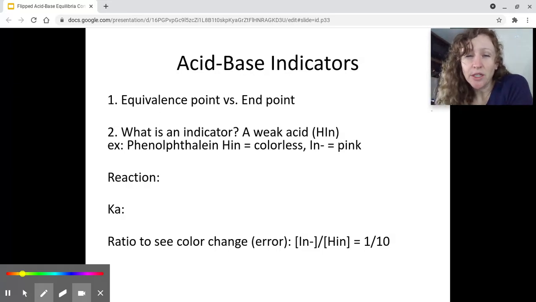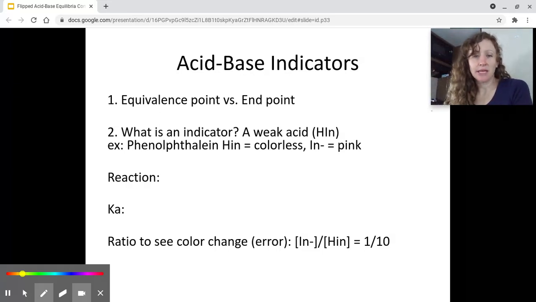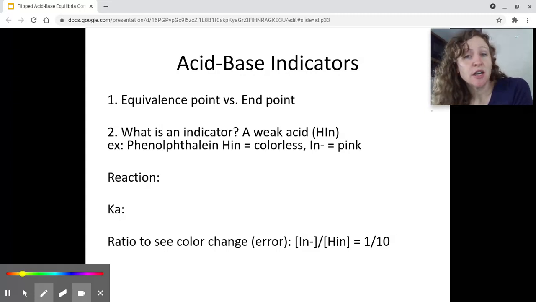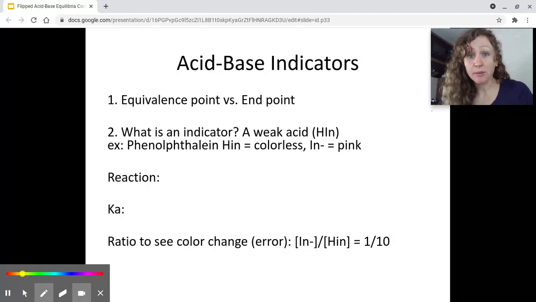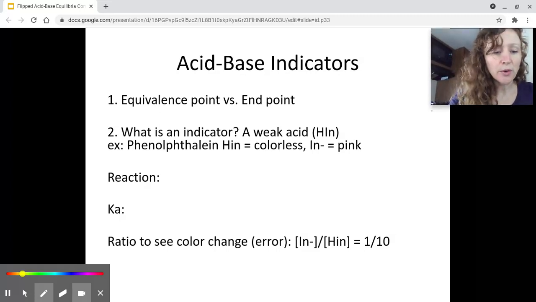So you already know a little bit about acid-base indicators. You know we use it in a titration. You know that the indicator is a weak acid. You know that the indicator has two different forms that are both different colors, and that the point at which it turns colors is called the end point.